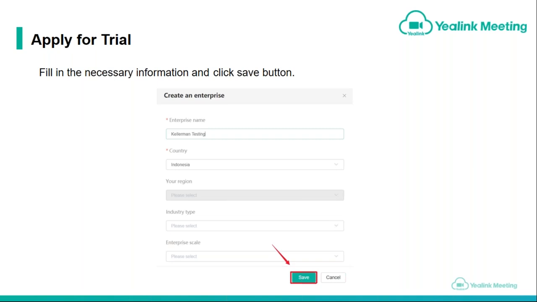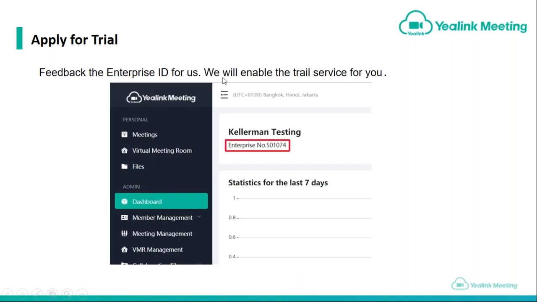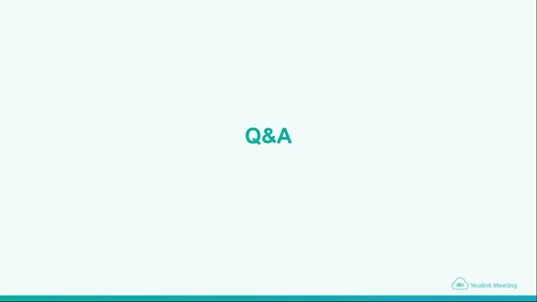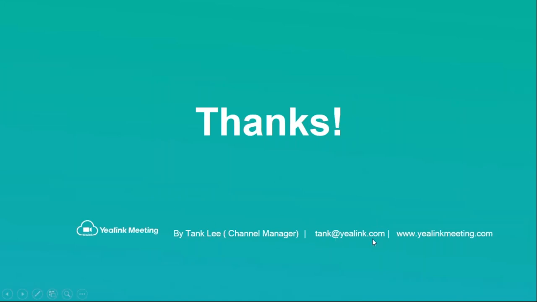Create your enterprise account and just feed back your enterprise account to us. We will enable a trial service for you. You can feed back to your Yealink vendor, or you can send it to my mail address here, tank@yealink.com.